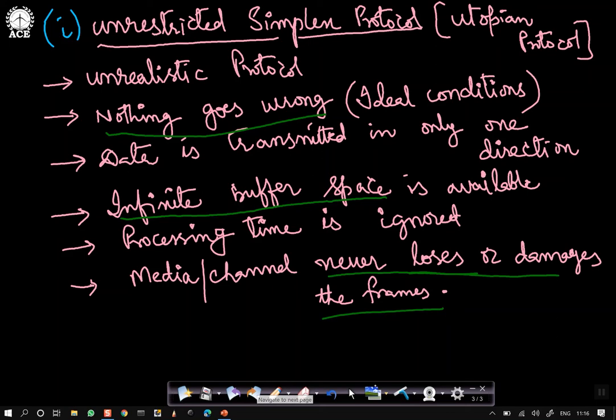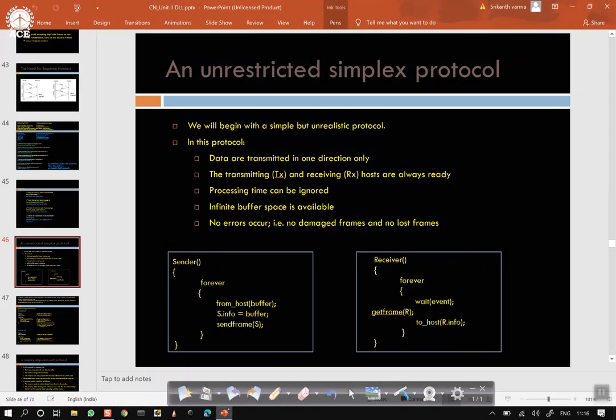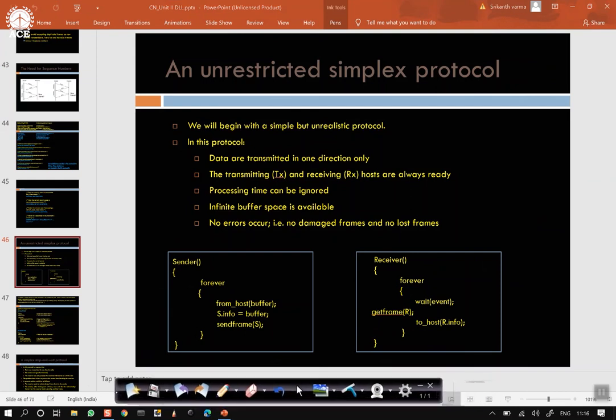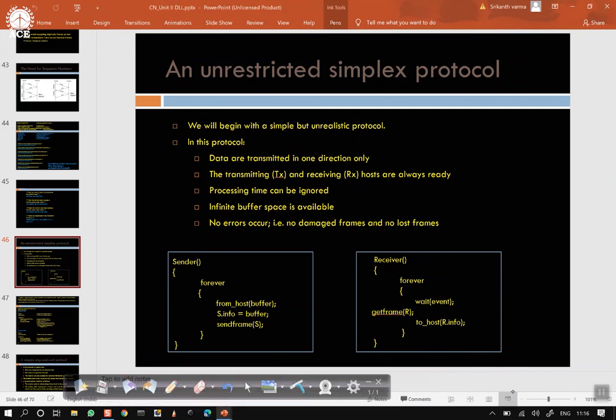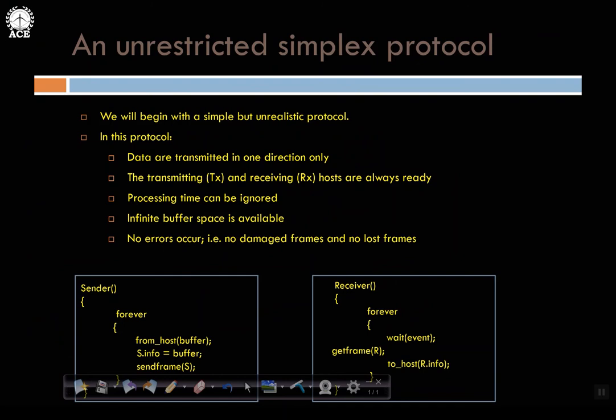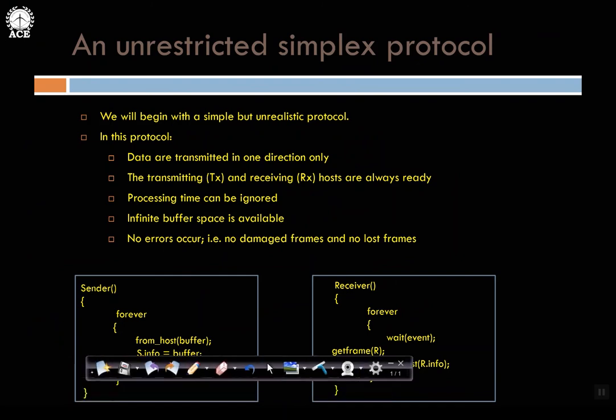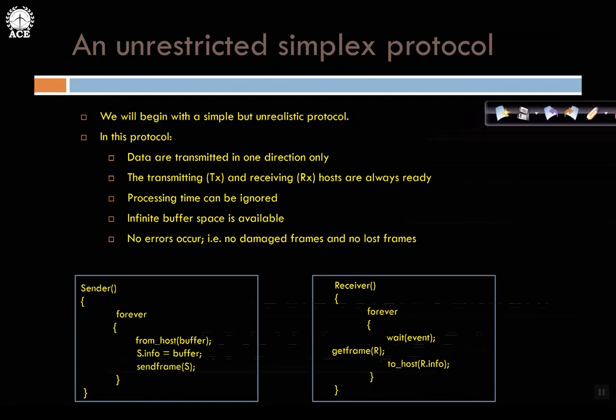So let's go to the slides, PPT, and then we try to study the working principle of the Unrestricted Simplex protocol. This is the first one. Again, I'm trying to highlight the important points. Just pay attention. First, simple unrealistic protocol. Data is transmitted in only one direction. I already told you. The transmitting and receiving host are always ready.